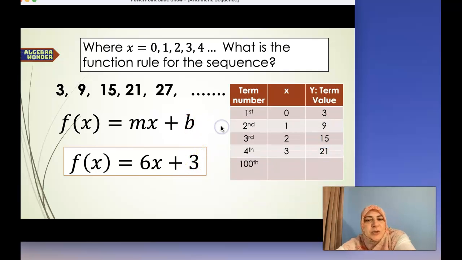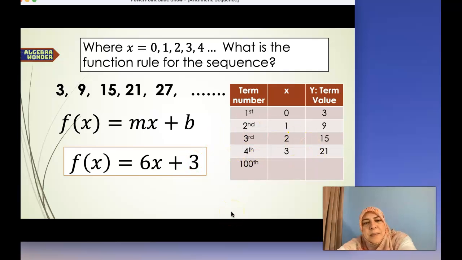But here is going to be a challenge. What is that challenge? Look at this. If you need the term number 1, the first term, and you want to use the equation, x has to be 0. Why? Because I made my first term the y-intercept. 6 times 0 is 0, plus 3 is 3. So again, first term, x is 0. Now, if you need the second term, x has to be 1. 6 times 1 is 6, plus 3 is 9. If you need the third term, you put x is 2. 6 times 2 is 12, plus 3 is 15, and so on.